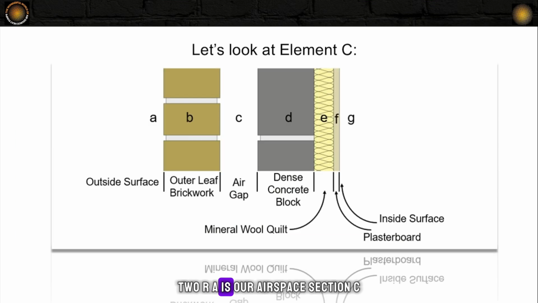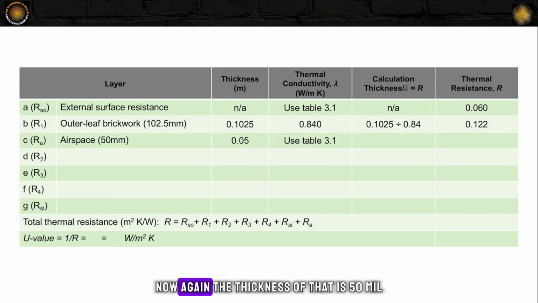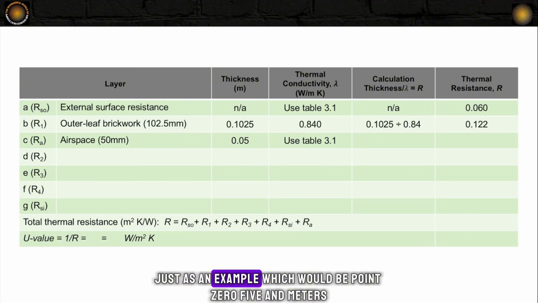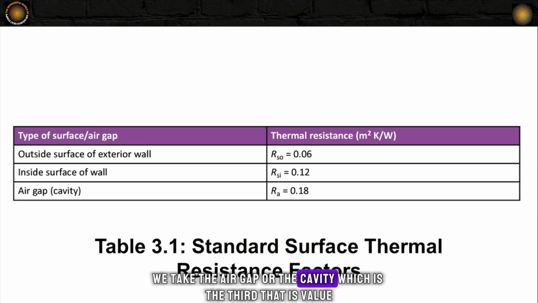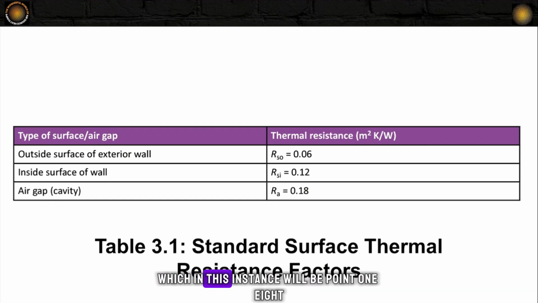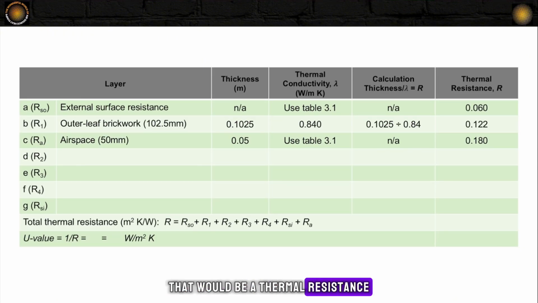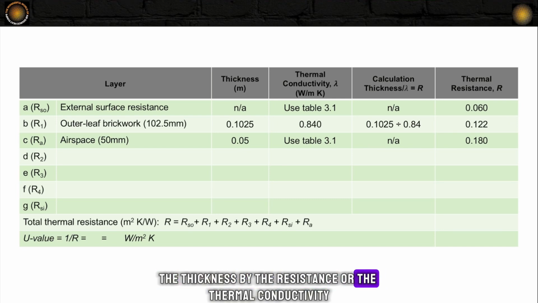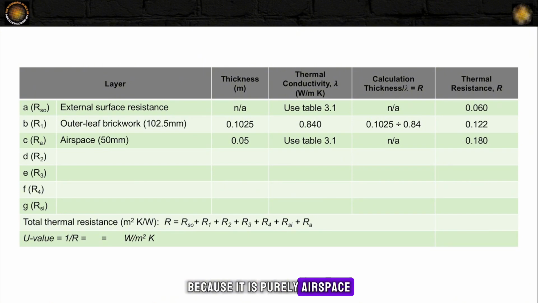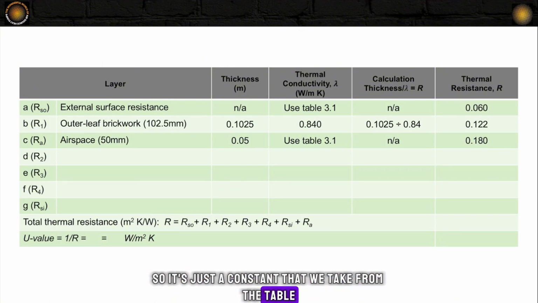RA is our airspace, section C. Now again, the thickness of that is 50 mil, just as an example, which would be 0.05 in meters. Again, using table 3.1, we take the air gap or the cavity, which is the third value down on the left-hand side, which in this instance would be 0.18. That would be our thermal resistance, because we do not need to divide the thickness by the thermal conductivity, because it is purely airspace. So it's just a constant that we take from the table.